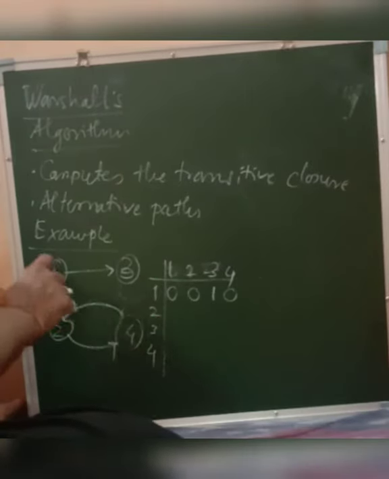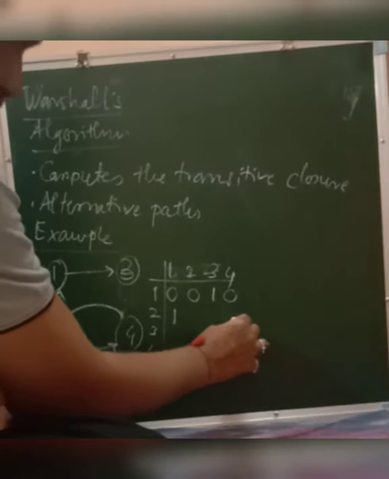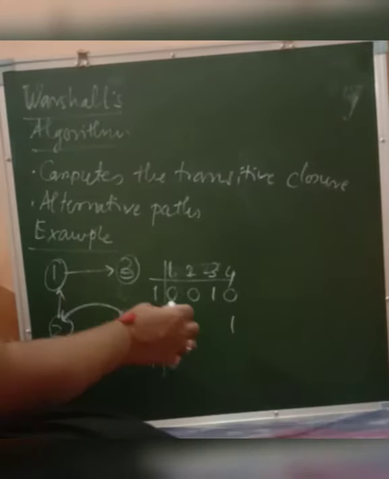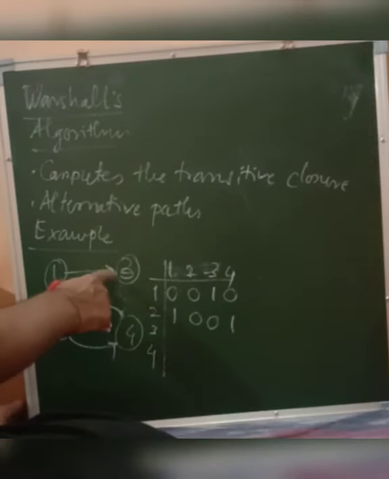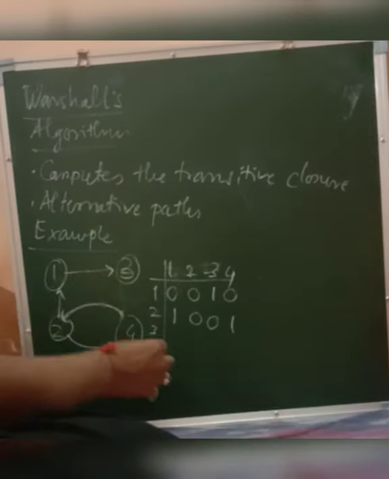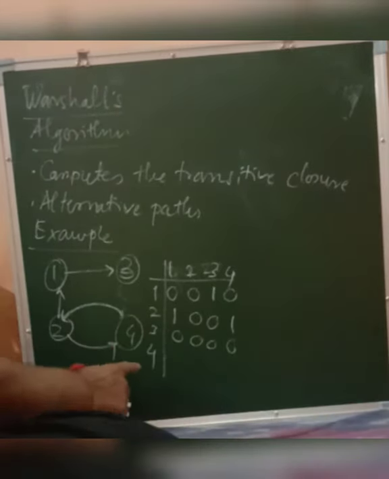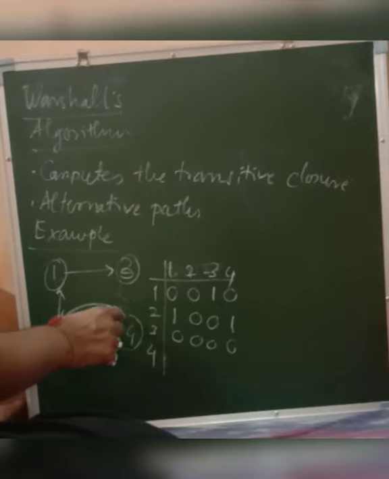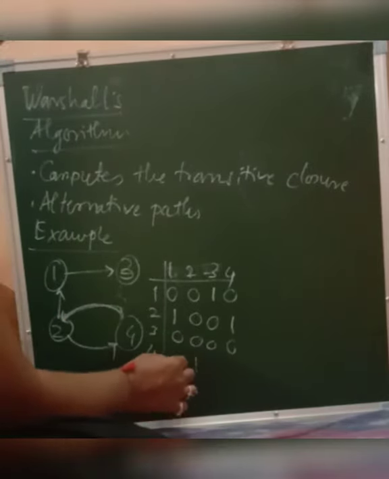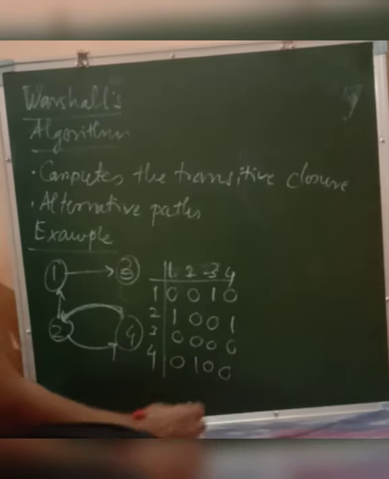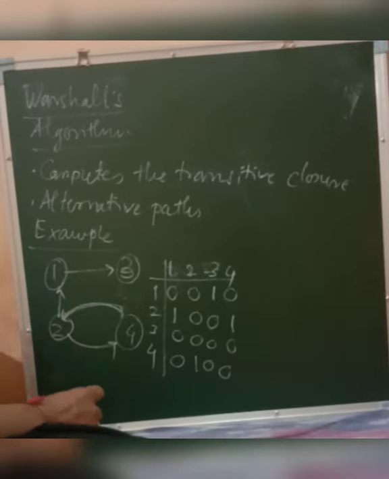2 is connected to 1, that's why it is 1. 2 is connected to 4, that's why it is 1. 2 is neither connected to 2 nor 3, that's why it is 0, 0. Now 3 is not connected to anyone at all, so we write 0, 0, 0. Now 4 is connected to 2, that's why we write 1 here. The others are 0, 0. So we can see now.